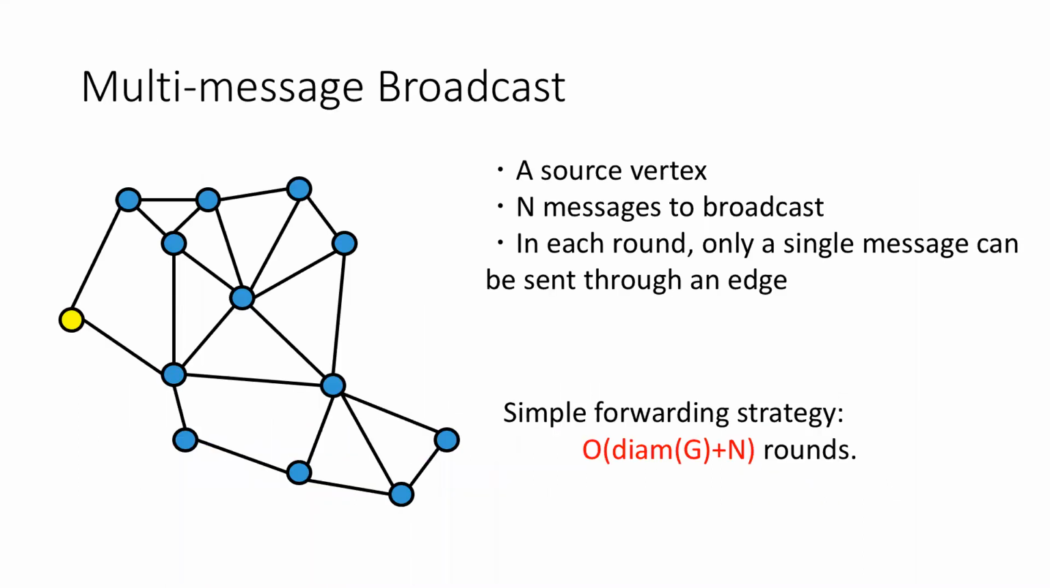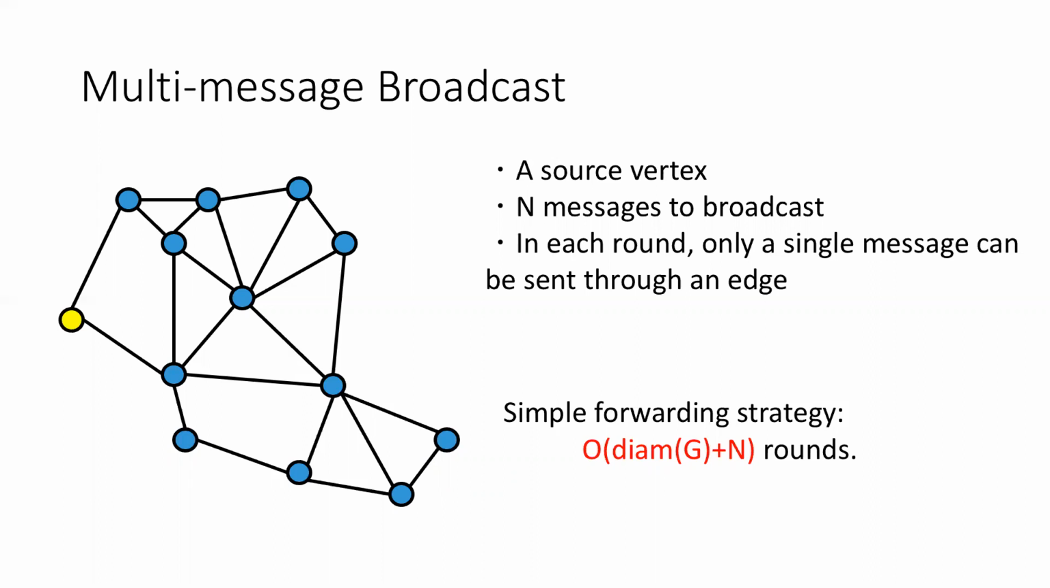So I'd like to motivate the problem of packing low-diameter spanning trees with an example, the multi-message broadcast problem. In this problem, we are given a network and a special node. The special node wants to broadcast n messages in the network. The message propagation in the network proceeds in synchronous rounds. In each round, only a single message can be sent through an edge.